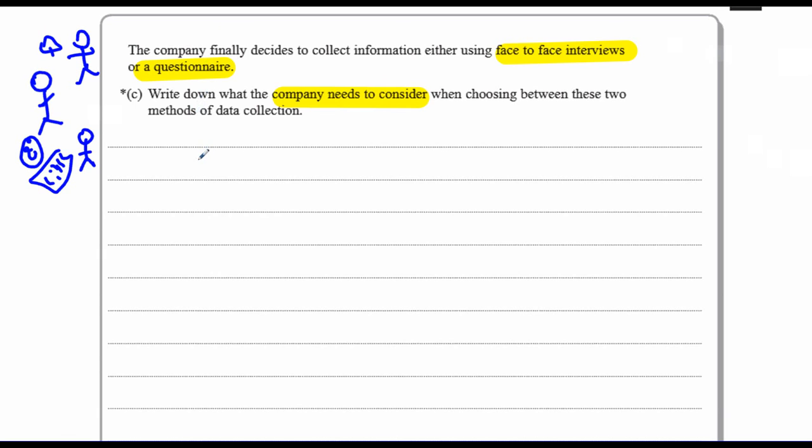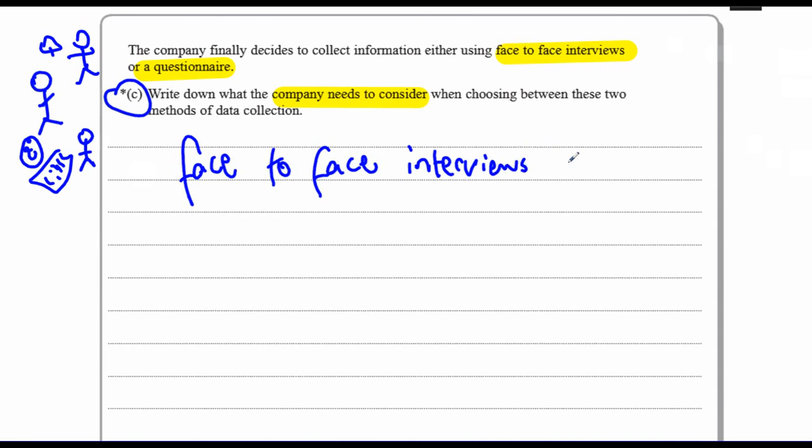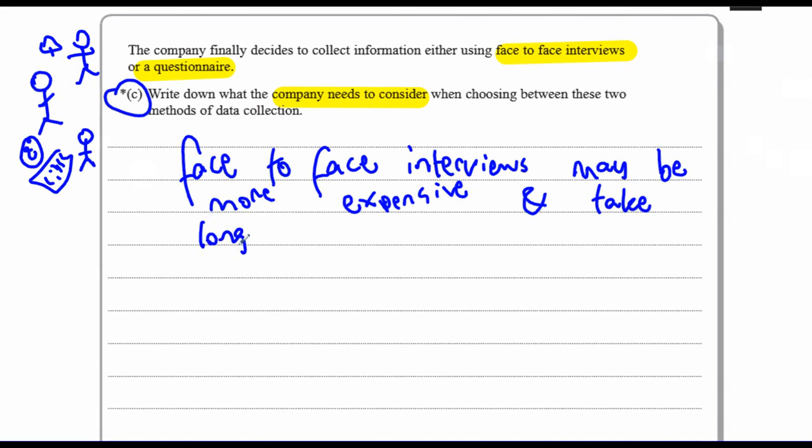So there's going to be good points and bad points for each, and this star means that we need to explain it in a paragraph of writing, really. And this question is for 3 marks, so we need to make at least 3 comparisons. So, face-to-face interviews may be more expensive because you've got to employ people to go out and speak to everyone, and it will take longer than questionnaires.